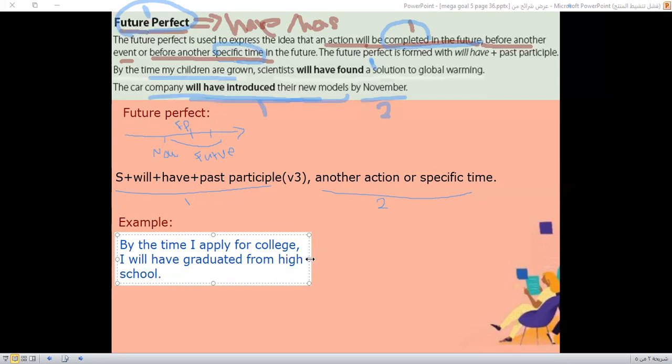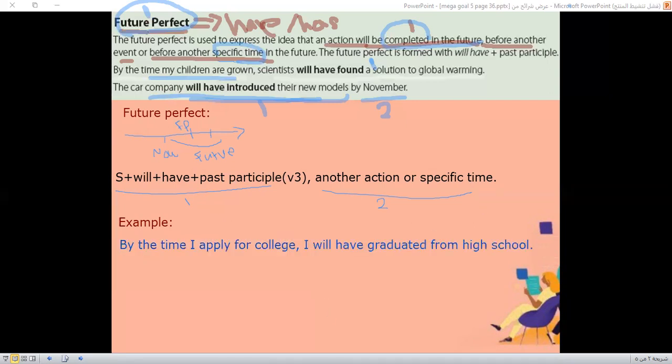ثالث, do you understand now which action comes first? I think it's very clear. Which action comes first ثالث? Applying for college يعني أقدم على الجامعة or graduating from high school. Which one comes first? Both of them are in the future. They didn't come yet. But which one comes first? Graduation from high school. صح. This is a very clear meaning.